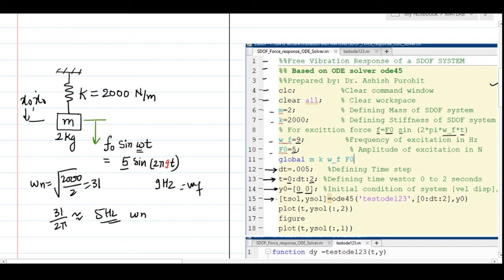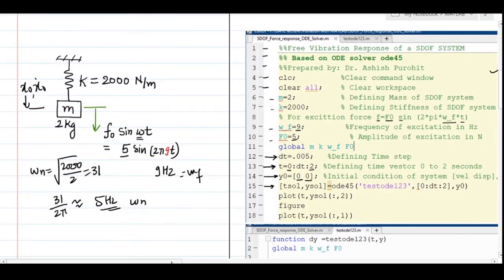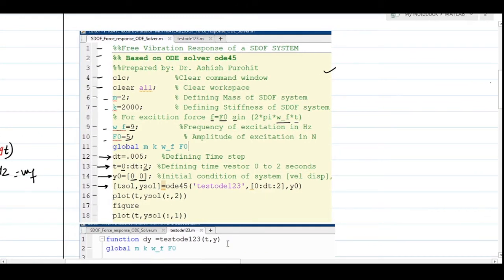Line 15 is for your ODE45 function, that is your MATLAB standard code. Here the T solution and Y solution represent the time output, and the Y solution will have your output velocity as well as the displacement. ODE45, ordinary differential equation 45, is a standard MATLAB function, already defined by MATLAB to solve a first order ordinary differential equation.